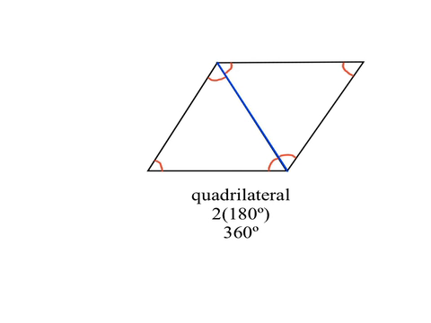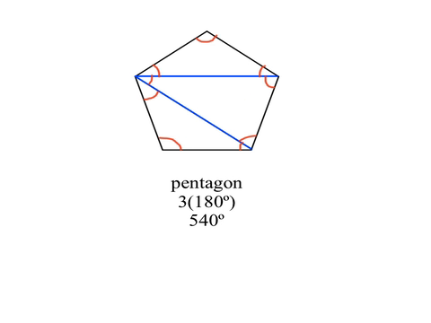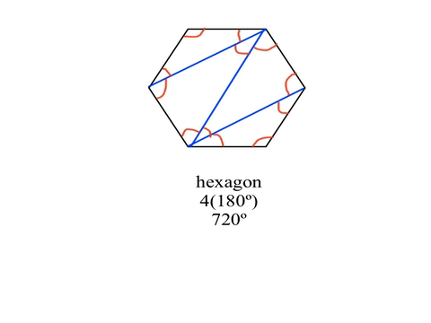is 360 degrees. A pentagon can be divided into 3 triangles as shown. So each triangle has a sum of 180. There's 3 of them. 3 times 180 is 540 degrees, which is the sum of the 5 interior angles of a pentagon. In a hexagon, we can get 4 triangles, and 4 times 180 degrees is 720 degrees. So 720 degrees is the sum of the 6 interior angles of a hexagon.